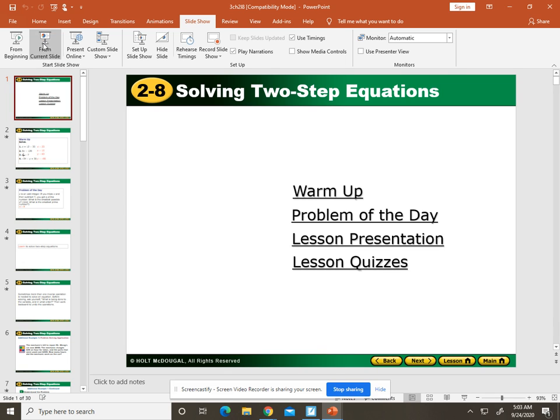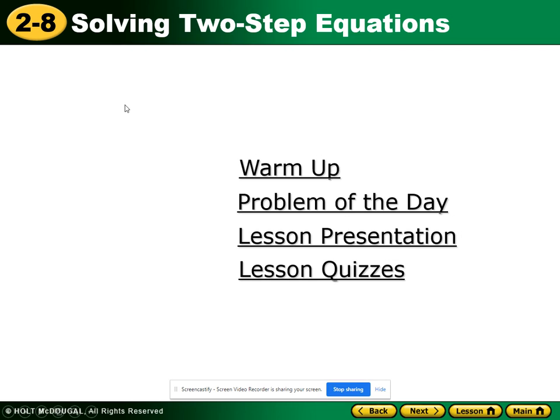Eighth grade, your slideshow today is about solving two-step equations. Your PEMDAS chart is very important. Remember, when we solve equations, we go backwards, so we have to go from the bottom of the PEMDAS chart to the top. That means we'll look at addition and subtraction first, then we'll look at multiplication and division, then we'll talk about our exponents and our parentheses next.